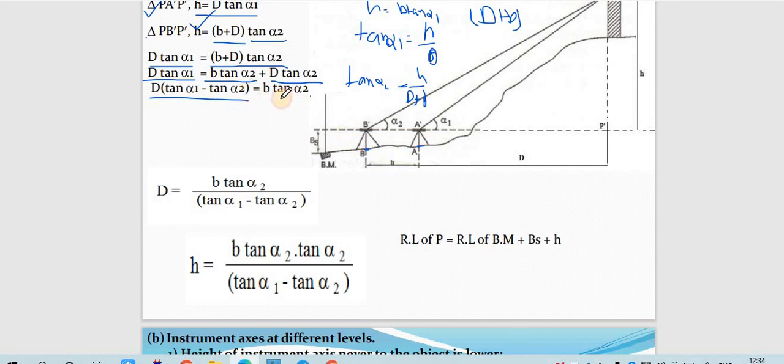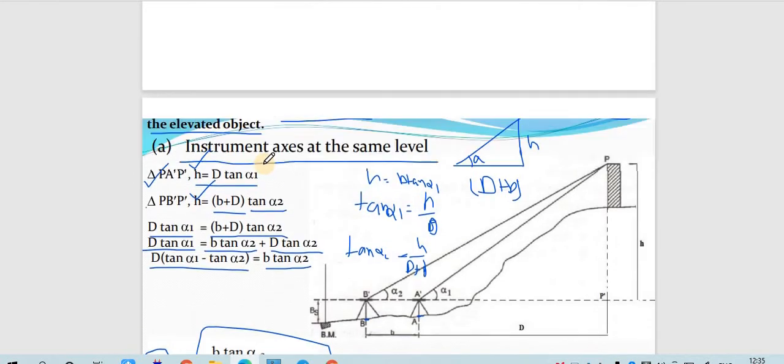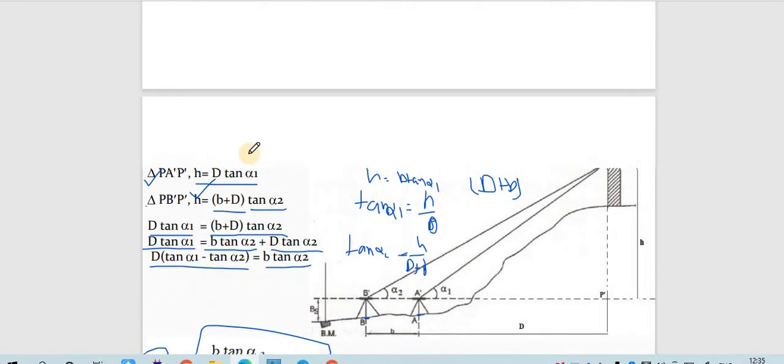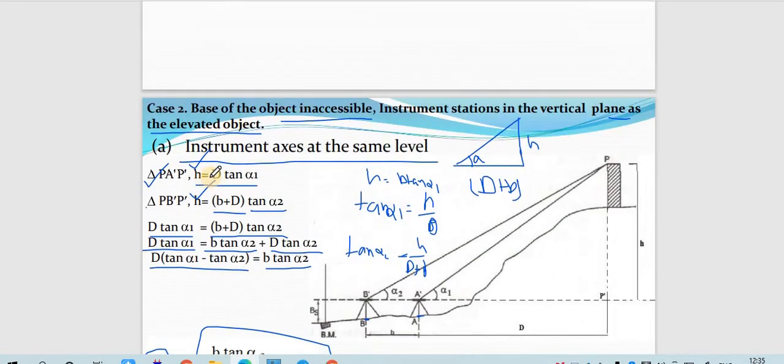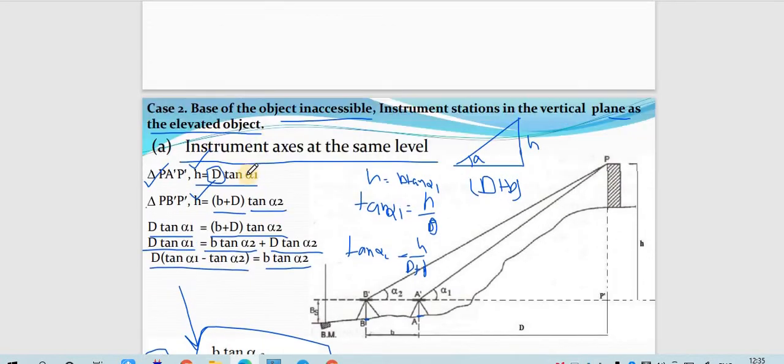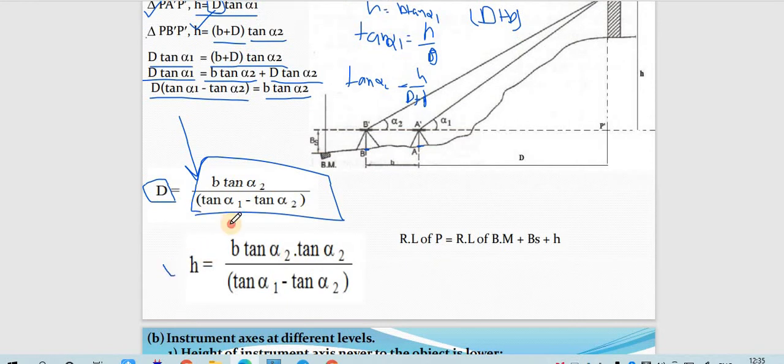On the right hand side we are left with B tan alpha 2. So from here we can calculate the distance. Distance is given by B tan alpha 2 divided by this value. Now once we get the D value, we can easily calculate the value of H by putting any one of these angles. Suppose we are considering this: H equals to D tan alpha 1. We have got the value of D, so we'll write this value into tan alpha 1. That will give you the value of H. Simple.